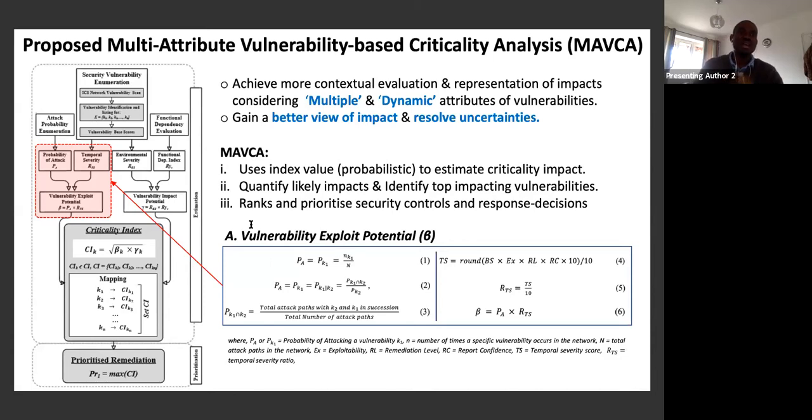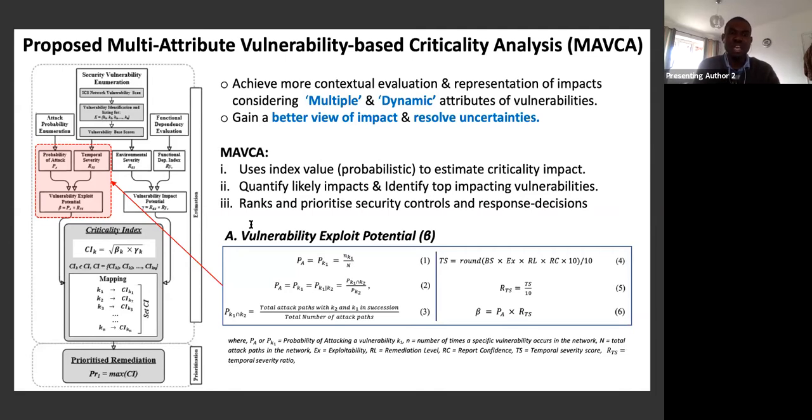And so we propose looking at attack probability enumeration, and then we also look at functional dependency as a process. So the first stage of this evaluation, which we call vulnerability exploit potential, is a process of combining the probability of attack. This probability of attack is with respect to the network architecture in question that is being evaluated, and then combining that with a temporal severity ratio or temporal severity index that can be evaluated from the CVSS guide, and that is contained in the CVSS guide.